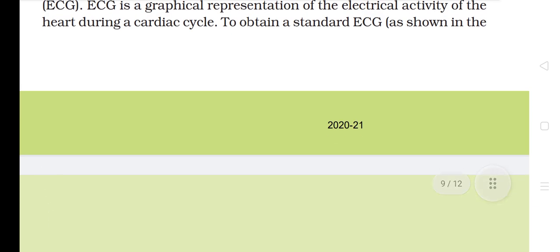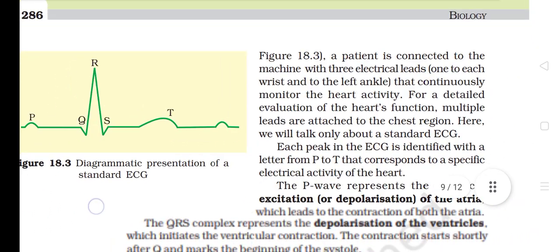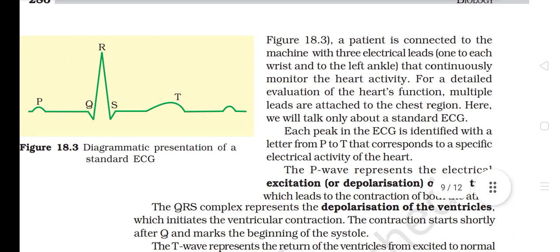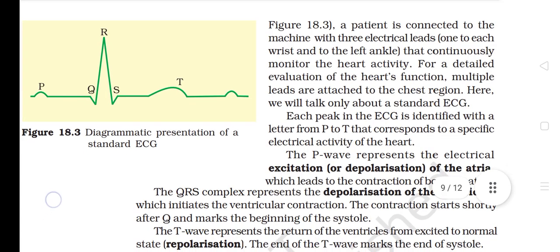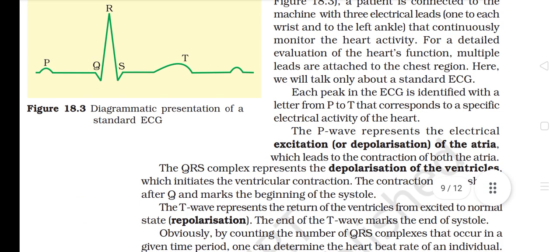To obtain a standard ECG as shown in figure 18.3, a patient is connected to the machine with three electrical leads, one to each wrist and to the left ankle, that continuously monitor the heart activity. For a detailed evaluation of the heart's function, multiple leads are attached to the chest region. Here we will talk only about a standard ECG.